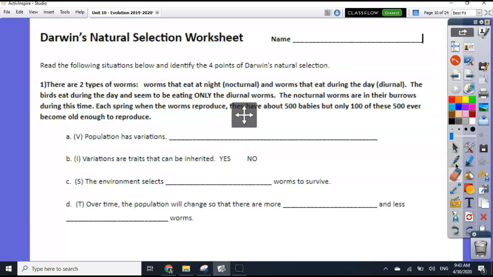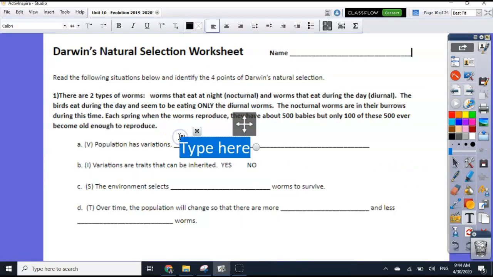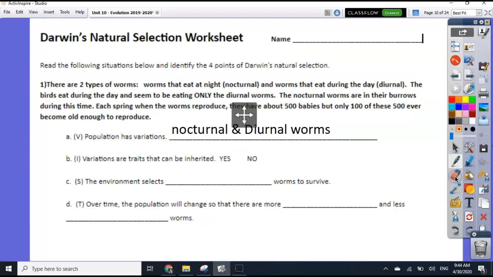So how is our population different? How are our worms different? Well, we have 2 different types of worms, right? We've got nocturnal worms and diurnal worms. So we're going to write that right there. All right. Is that inherited? Is an animal born knowing if it's nocturnal, active in the night, or active in the day? Yes. Okay. And I'll give you a hint. For all of these, they're going to be inherited, okay?